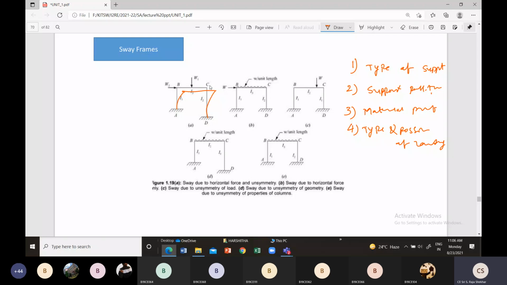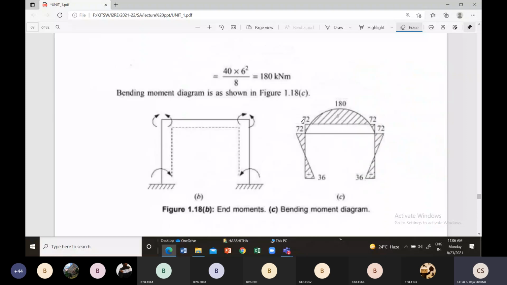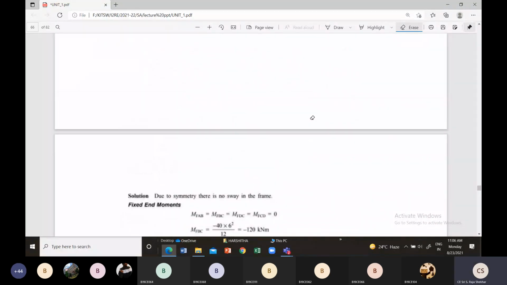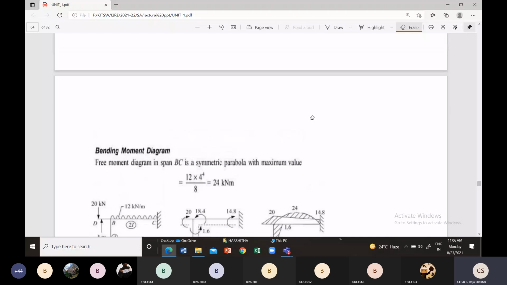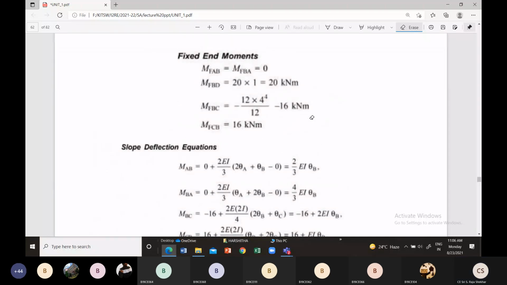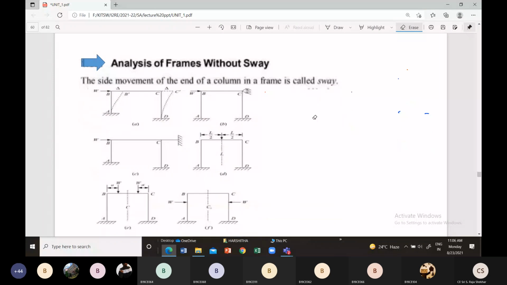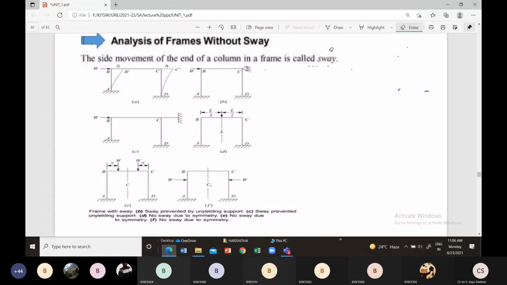So these are all examples of sway frames. First we will analyze non-sway frames. After that we will analyze sway frames using the slope deflection method of analysis. So this is an example of a sway frame. The first one is an example of a sway frame.